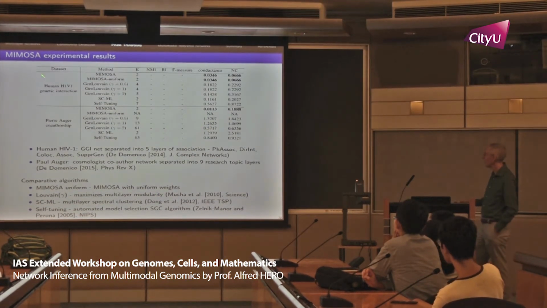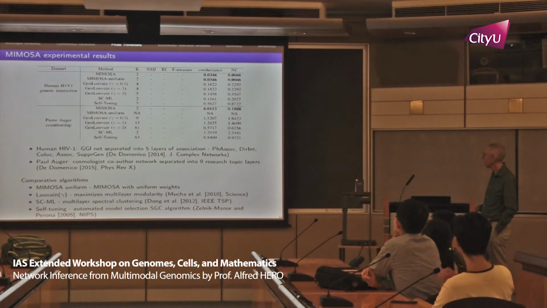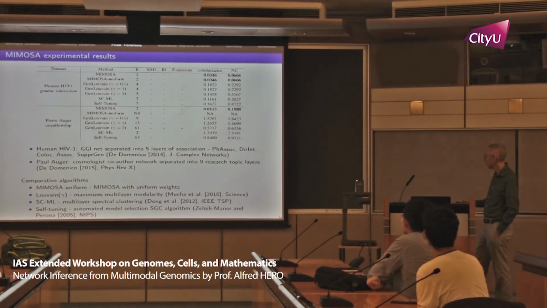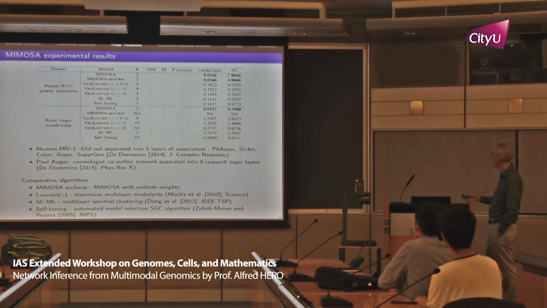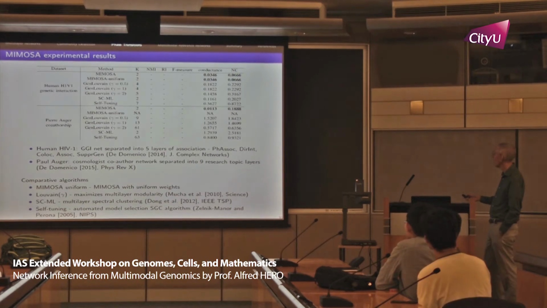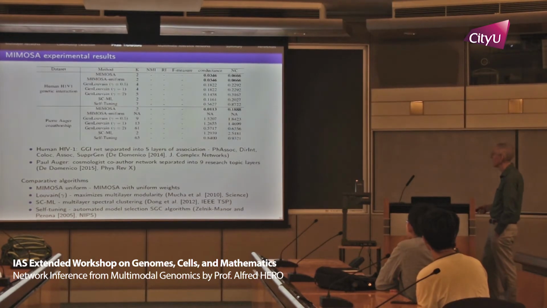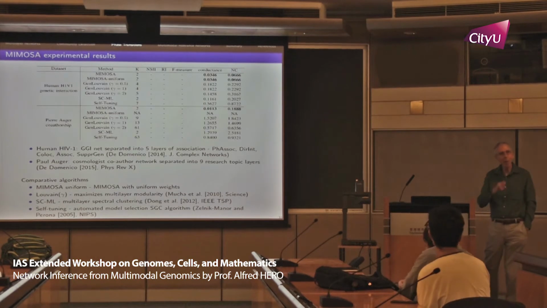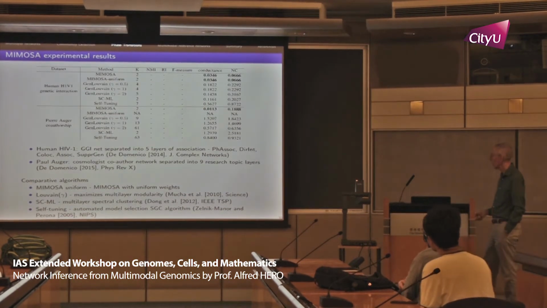There are some experimental results where we use this on the HIV genetic interaction network that Domenico analyzed, comparing it to a lot of other algorithms, showing that this multiplex model order selection method that we proposed gives you a much higher conductance and normalized cuts than the other algorithms. This is with uniform weights. Mimosa has optimal weights, chosen in order to give you the best possible phase transition. I'm not going to talk about the Pierre Auger co-authorship.